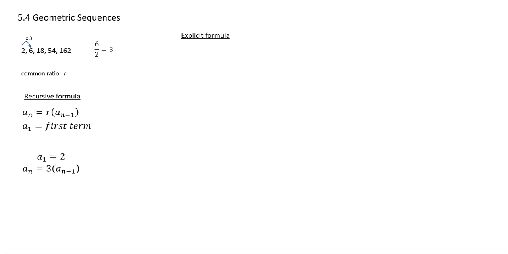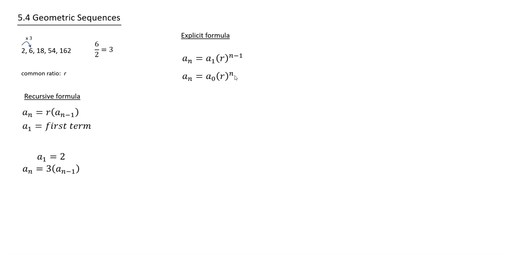The next kind of formula is an explicit formula. An explicit formula says a sub n equals the first term times the common ratio to the n minus 1 power. That's what we usually use. Sometimes, however, we have a table or a word problem where we have a zero term. If we have a zero term, then our formula is a sub n equals that zero term times the common ratio to the n power.